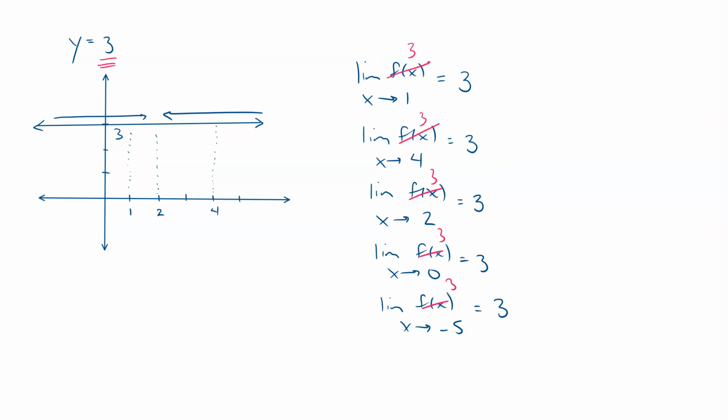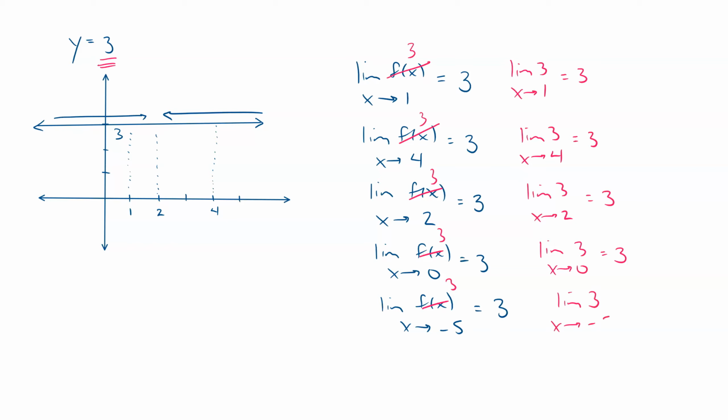And what you'll see is we have the limit of 3 as x approaches 1. That equals 3. We have the limit of 3 as x approaches 4 equals 3. We have the limit of 3 as x approaches 2 equals 3. And again, we have the limit of 3 equals 3. It's safe to say that no matter what x value we're approaching, the limit of 3 equals 3.